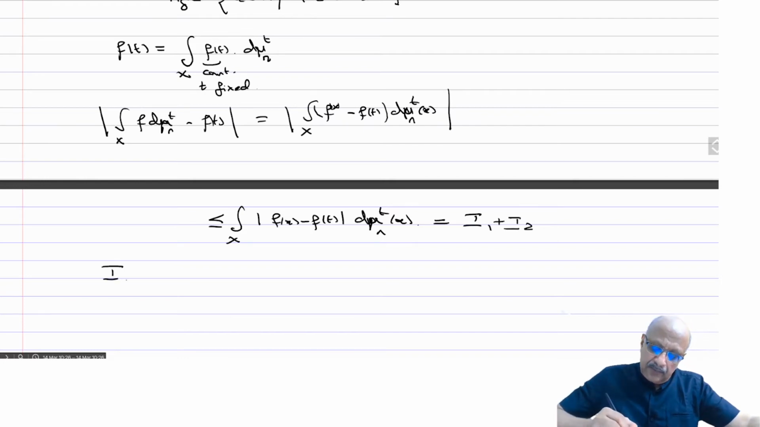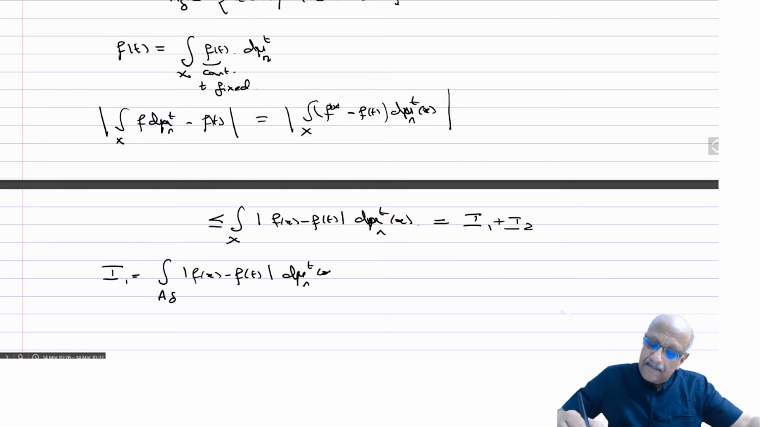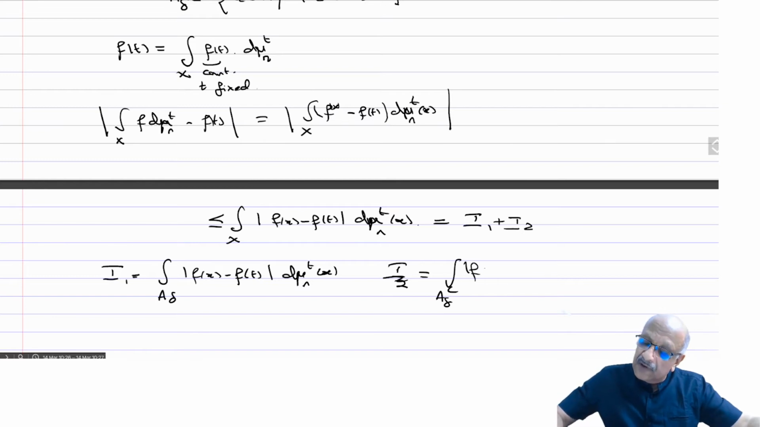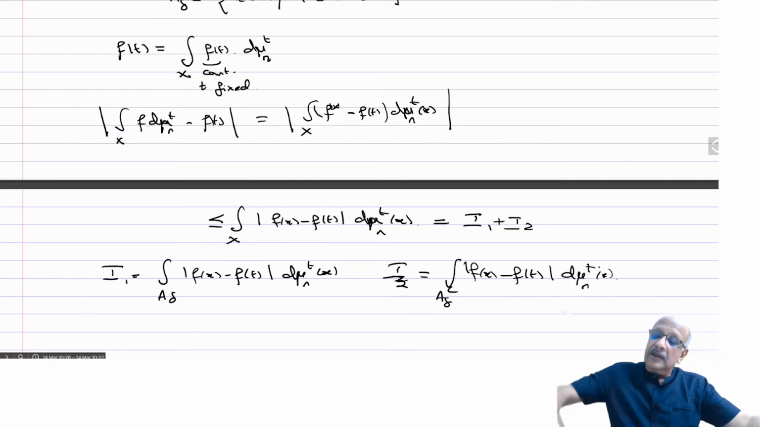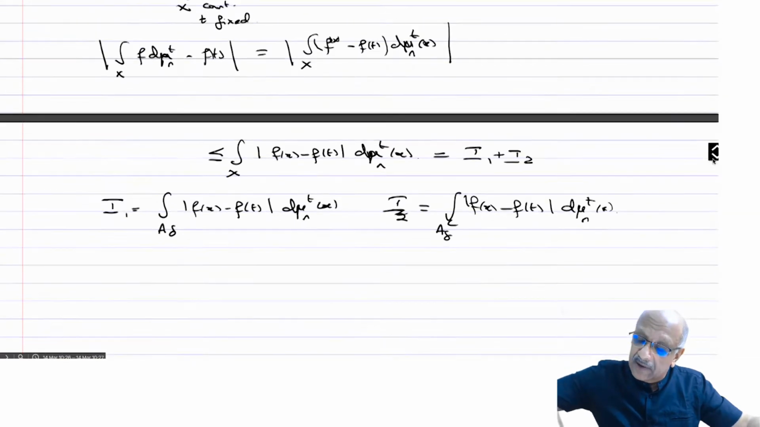So I1 is equal to the integral over A delta of mod f of x minus f of t d mu n t, and I2 equals the integral over A delta complement of mod f of x minus f of t d mu n t. Again, the integration is with respect to x.